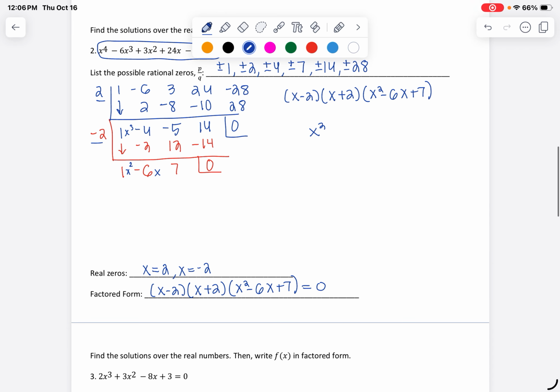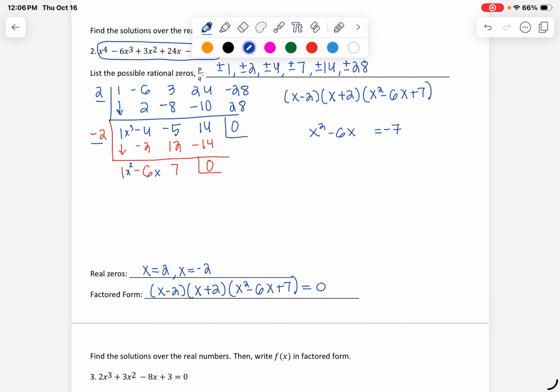X squared, I'm going to use completing the square again. Minus 6x, subtract 7 from both sides is -7. Take half of b, which is -3, and square it, which is 9. Ooh la la, I'm going to get 2 more real answers. Factor this, x minus 3 quantity squared equals 2. Square root to solve, plus or minus.